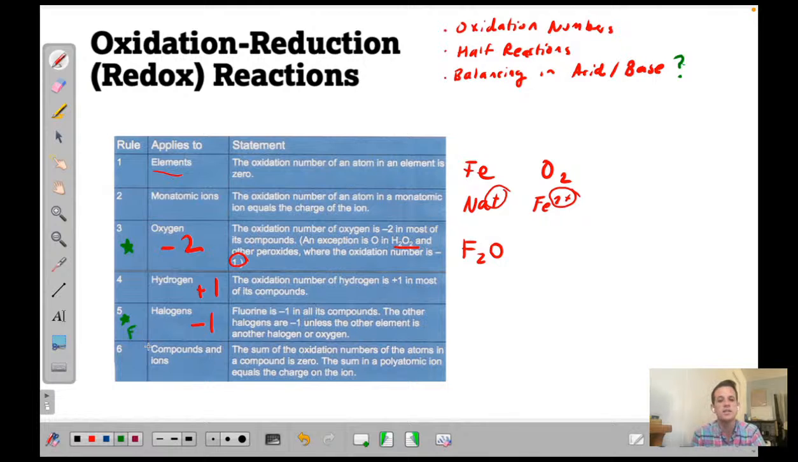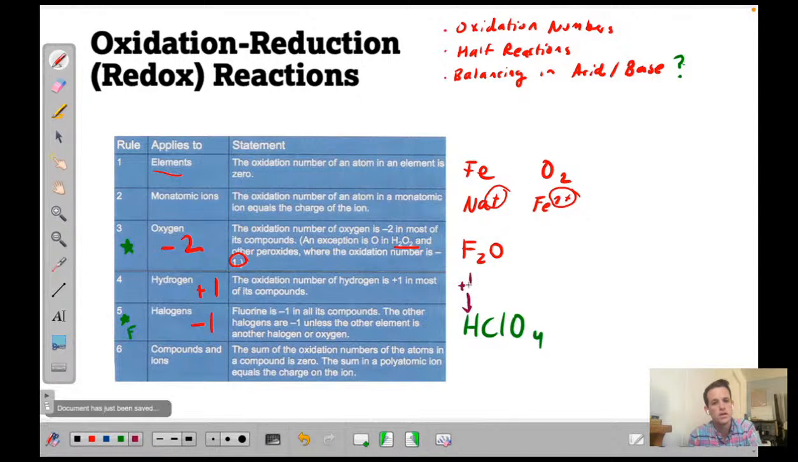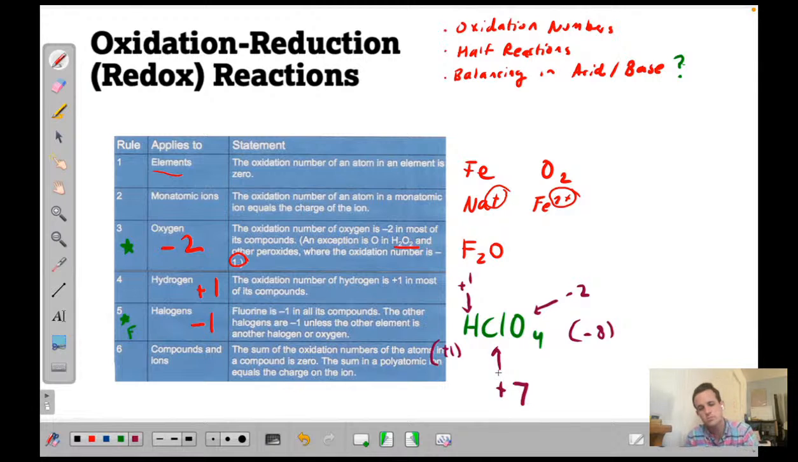And finally, for compounds and ions, the total of the oxidation numbers of an entire neutral compound is equal to 0. So you can use these rules that you know to work backwards. Take something like HClO4, where we want to know the oxidation number of all 3 of these. Hydrogen would be a +1. Oxygen would be a -2. Since the sum of this whole compound has to be 0, I have a total of -8 from oxygen, since there are 4 of them, and +1 from my hydrogen, which means that chlorine has an oxidation number of +7. So that's how you work backwards to figure out oxidation numbers.